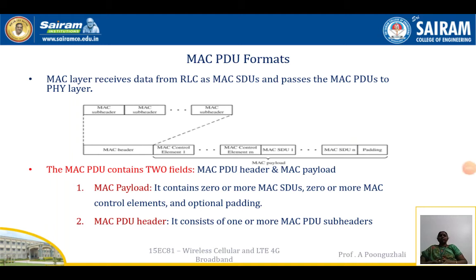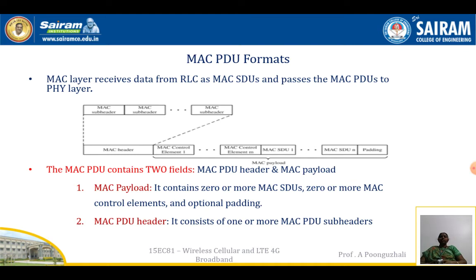This video will be seeing about the PDU formats, that is the MAC data unit formats. Here your MAC layer is going to receive the data from the RLC, that is the radio link control, as MAC SDUs, and it is going to pass MAC PDUs to the physical layer. When a packet goes out of a layer, it is called a PDU. When a packet is received by a layer, it is called an SDU.